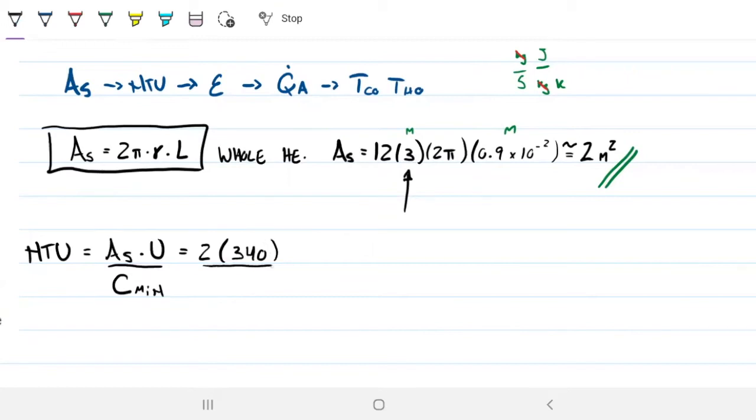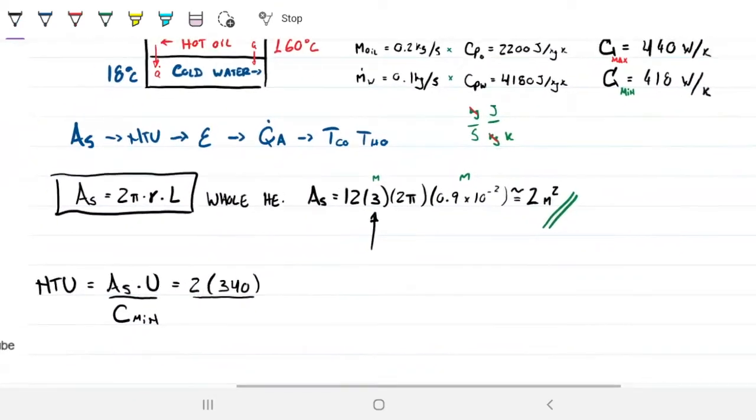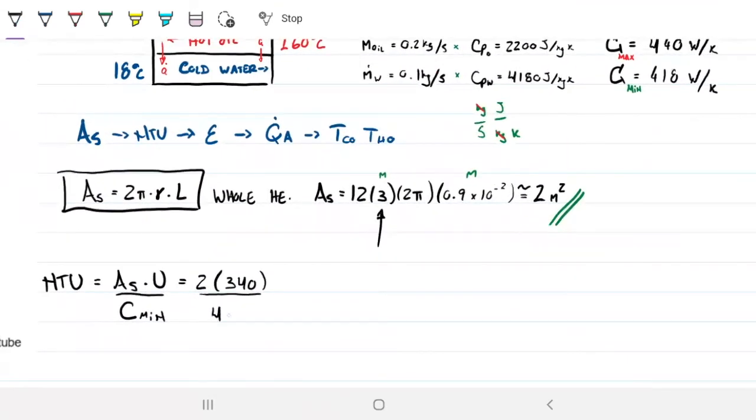And then my C min that we found out to be 418. This turns out to be, what did I get? About 1.66. So you have about 1.66 transfer units in a heat exchanger under these conditions.